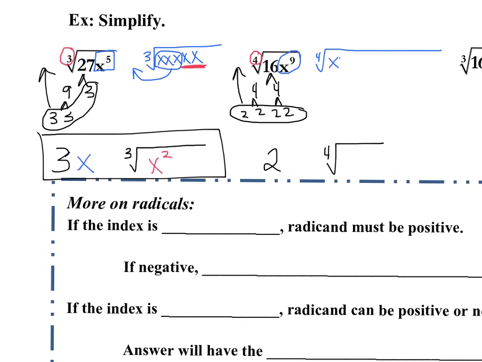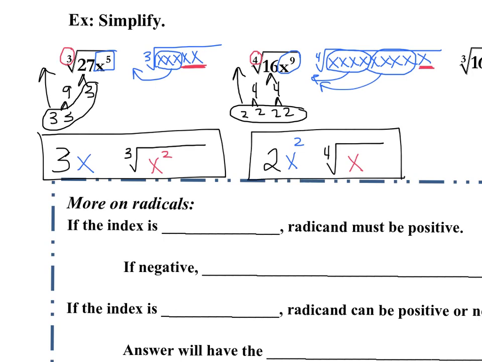There are 9 x's, 1, 2, 3, 4, 5, 6, 7, 8, and 9, and we're circling groups of 4. There's one group of 4, there is another one. So both of those actually get to come out of the radical, so I'm going to write it as x squared, and the x squared represents the 2 groups of 4 that are on the inside. And you can tell how many are left over on the inside. There's just 1, so that is our whole answer.